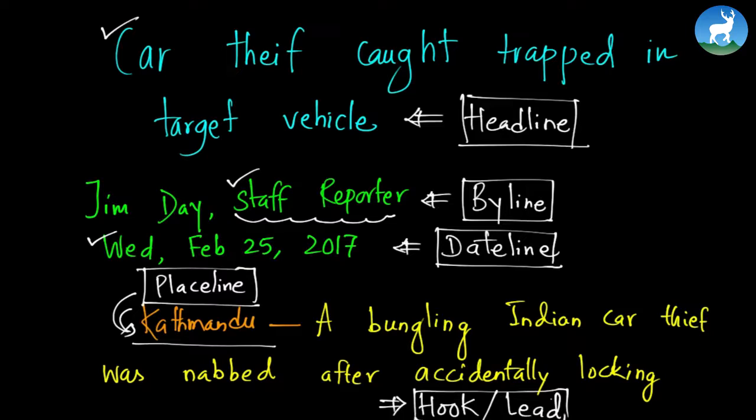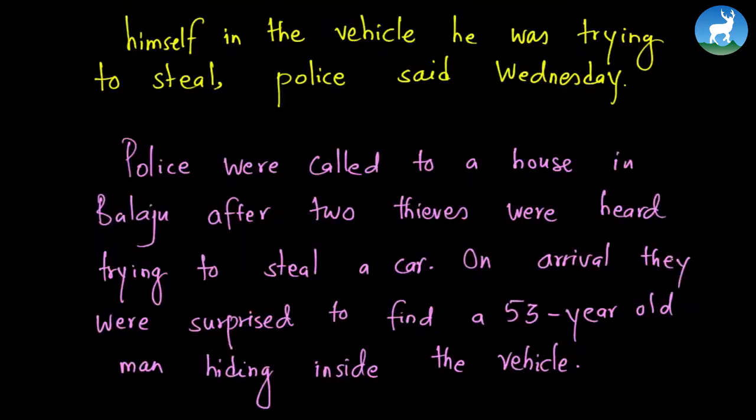A bungling Australian car thief was nabbed after accidentally locking himself in a vehicle he was trying to steal, police said Wednesday. Wow, now that's something interesting, you say, and you're hooked into the news report. And that's why it is called the lead, because it leads you somewhere, to supporting paragraphs, to more details, right? Now let's study about this lead. So the lead is here.